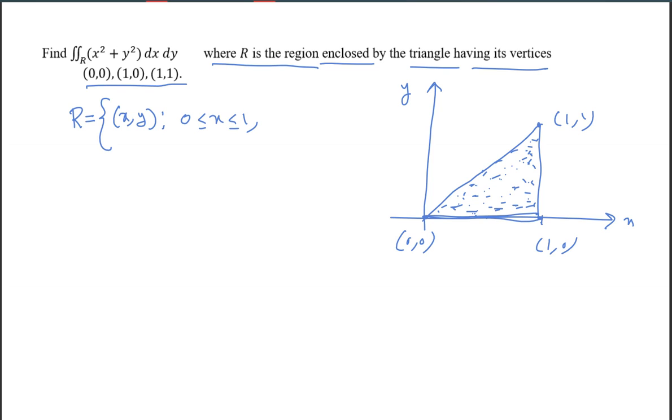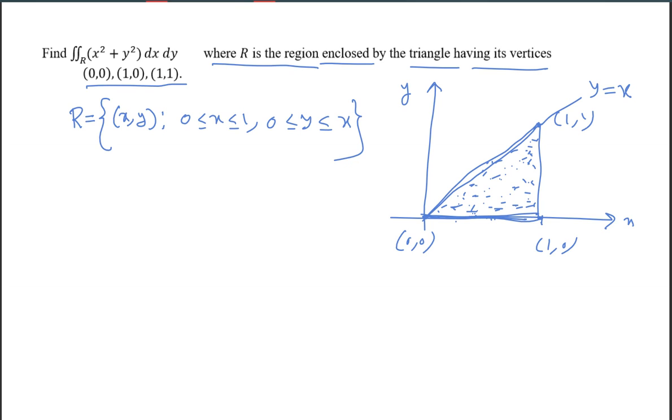That is correct. First tell me, y runs from the x-axis to this line, yes or no? Yes. What is the equation of this line? It passes through 0, 0 and 1, 1, so y equals x. So we can write that y runs from 0 to x. Yes or no? Yes, sir. Okay.